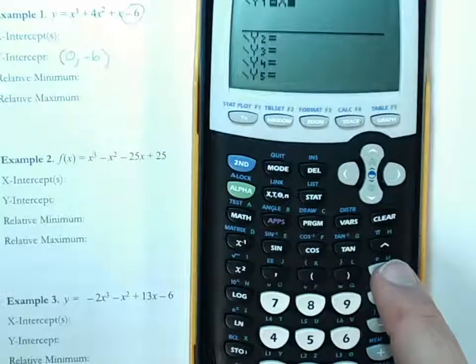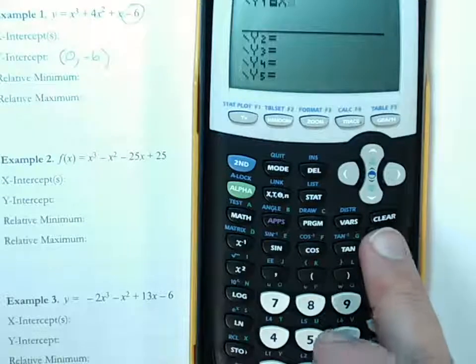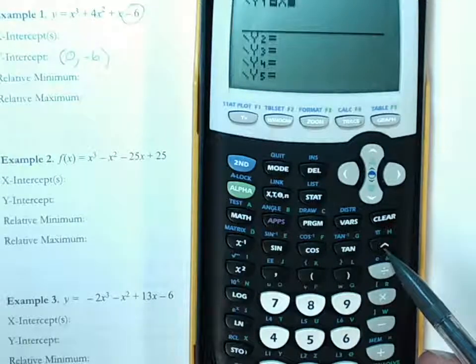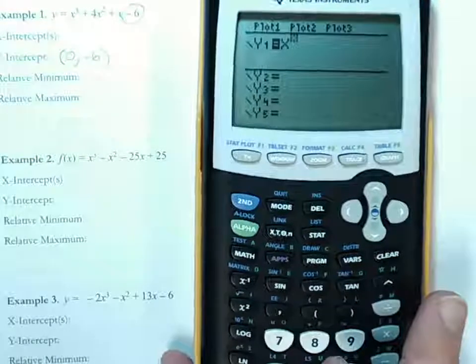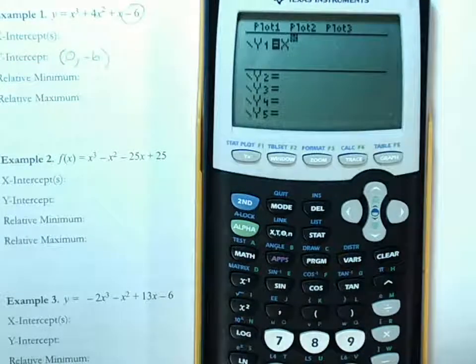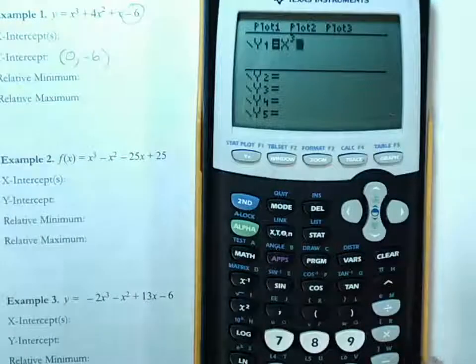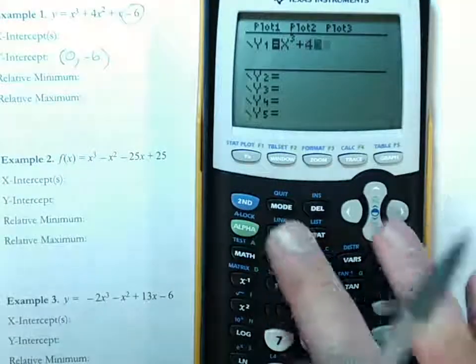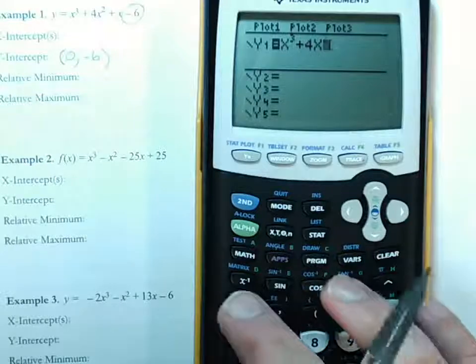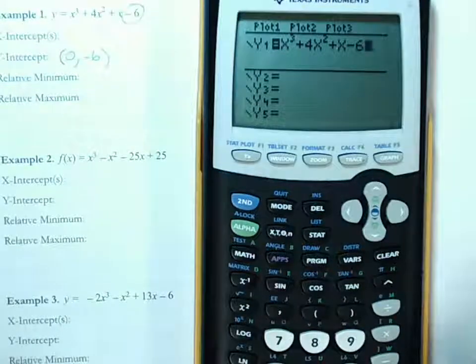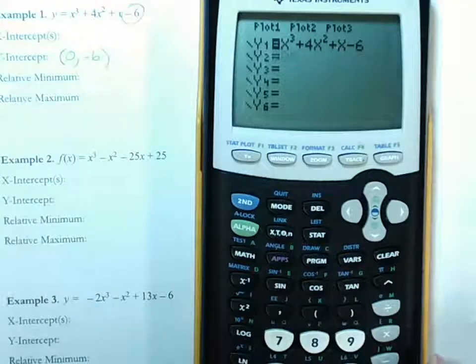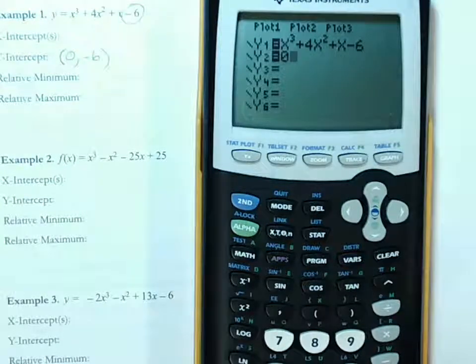right over here above the division sign is the caret key. This is it right here. That's the caret key. If you hit that, notice it makes an exponent. And I want my exponent to be 3. Now here's the key. You've got to hit the right arrow to get out of the exponent, or everything else you write will be in the exponent. We don't want that. Then we're going to type plus 4x squared. There's squared plus x minus 6. And if you'll remember, I suggested you put a 0 into y2.